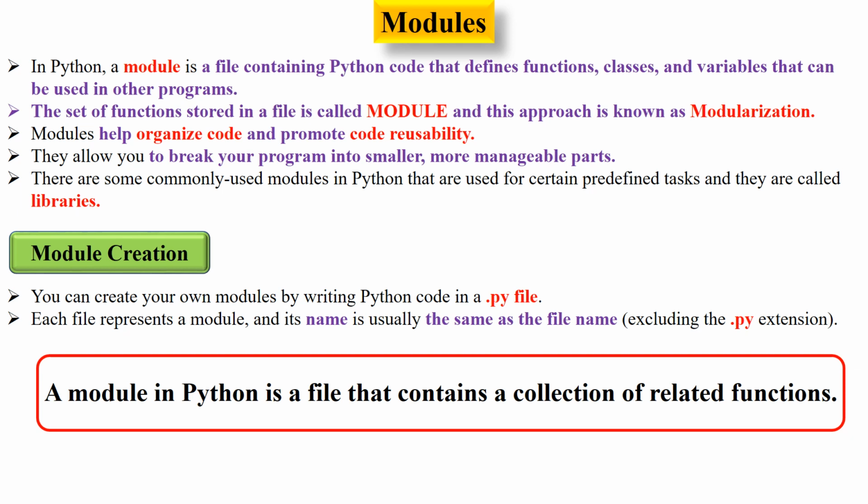Let's discuss module creation. You can create your own modules by writing Python code in a .py file. Each file represents a module, and its name is usually the same as the file name, excluding the .py extension. A module in Python is a file that contains a collection of related functions.